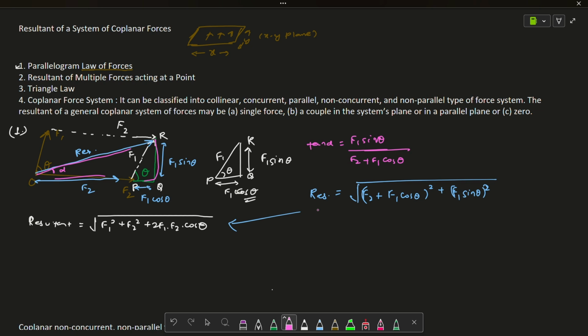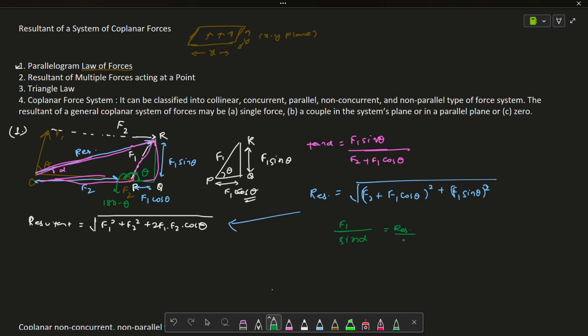Another thing we can say is, if we observe this triangle ORP and use the sine law, then we will get F1 over sin alpha. And if this angle is theta, then this will become 180 minus theta.